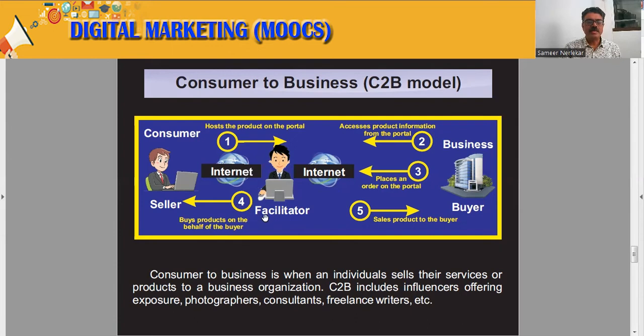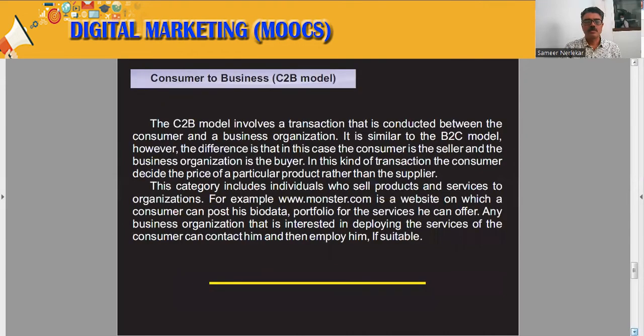Then the facilitator buys the product on behalf of the buyer and sells the product to the buyer on behalf of that particular consumer or that particular seller. Okay, so in this way the cycle of the transaction is completed. The C2B model involves a transaction that is conducted between the consumer and the business organization. It is similar to the B2C model.